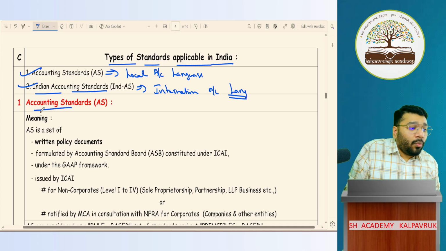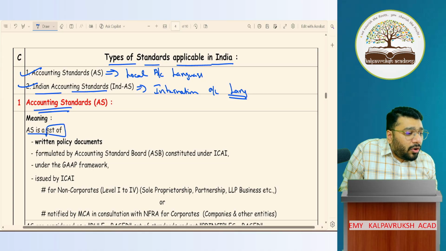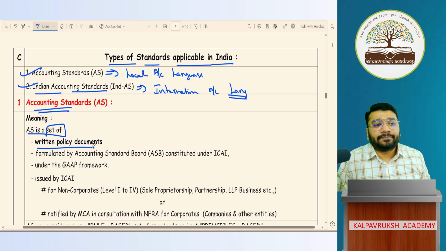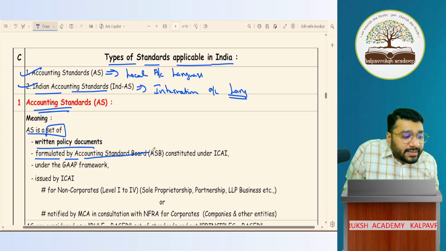Now, what is the meaning of accounting standard? Accounting standard is a set of written policy documents. It's a written policy document formulated by the Accounting Standards Board.